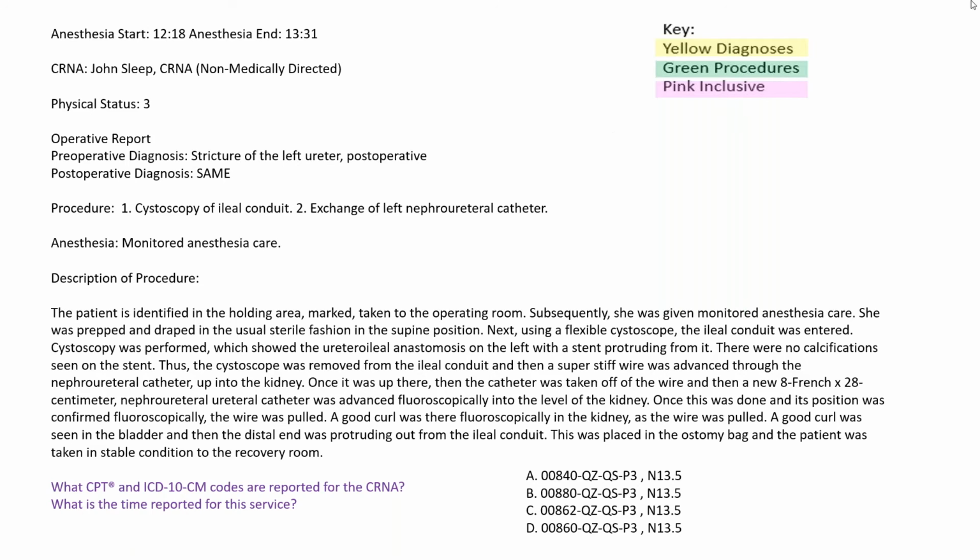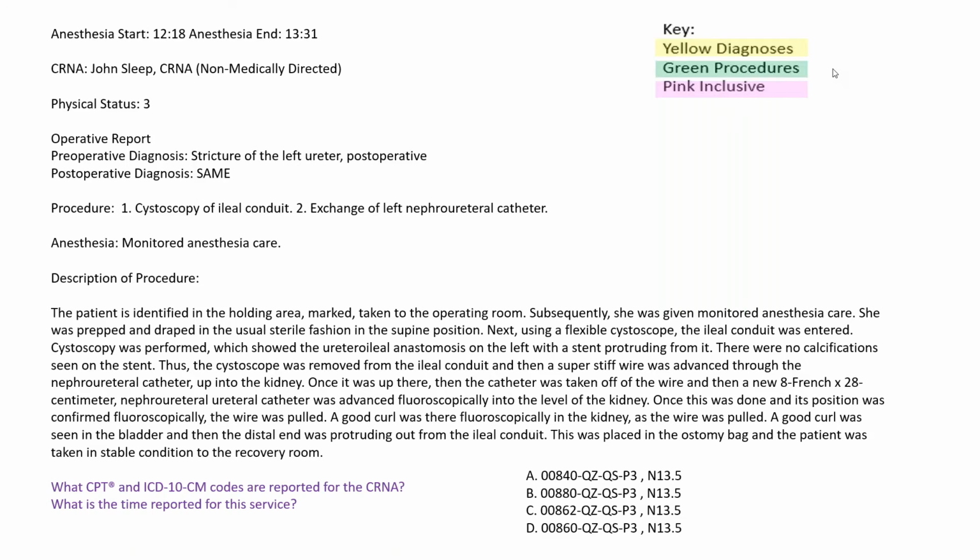All right. What CPT and ICD-10-CM codes are reported for the CRNA? What is the time reported for this service? A, 00840 QZ QS P3 and 13.5; B, 00880 QZ QS P3 and 13.5; C, 00862 QZ QS P3 and 13.5; or D, 00860 QZ QS P3 and 13.5.